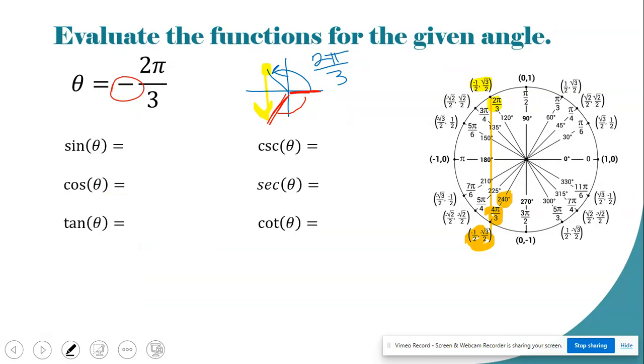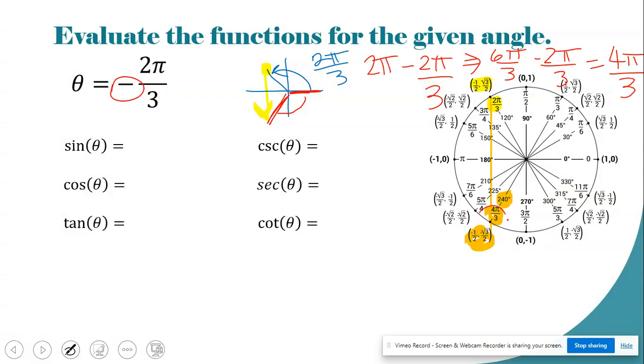And let me prove that to you. So remember, a negative angle just means you're going in the negative direction. If you normally have 360 degrees, 2 pi, and you take away 2 pi over 3, okay, you're going to need a common denominator to do this. 2 times 3 gives you 6 pi over 3. Take away 2 pi over 3. Would you look at that? 4 pi over 3 is what we're talking about. And if you look right here, that's exactly what that says, 4 pi over 3.